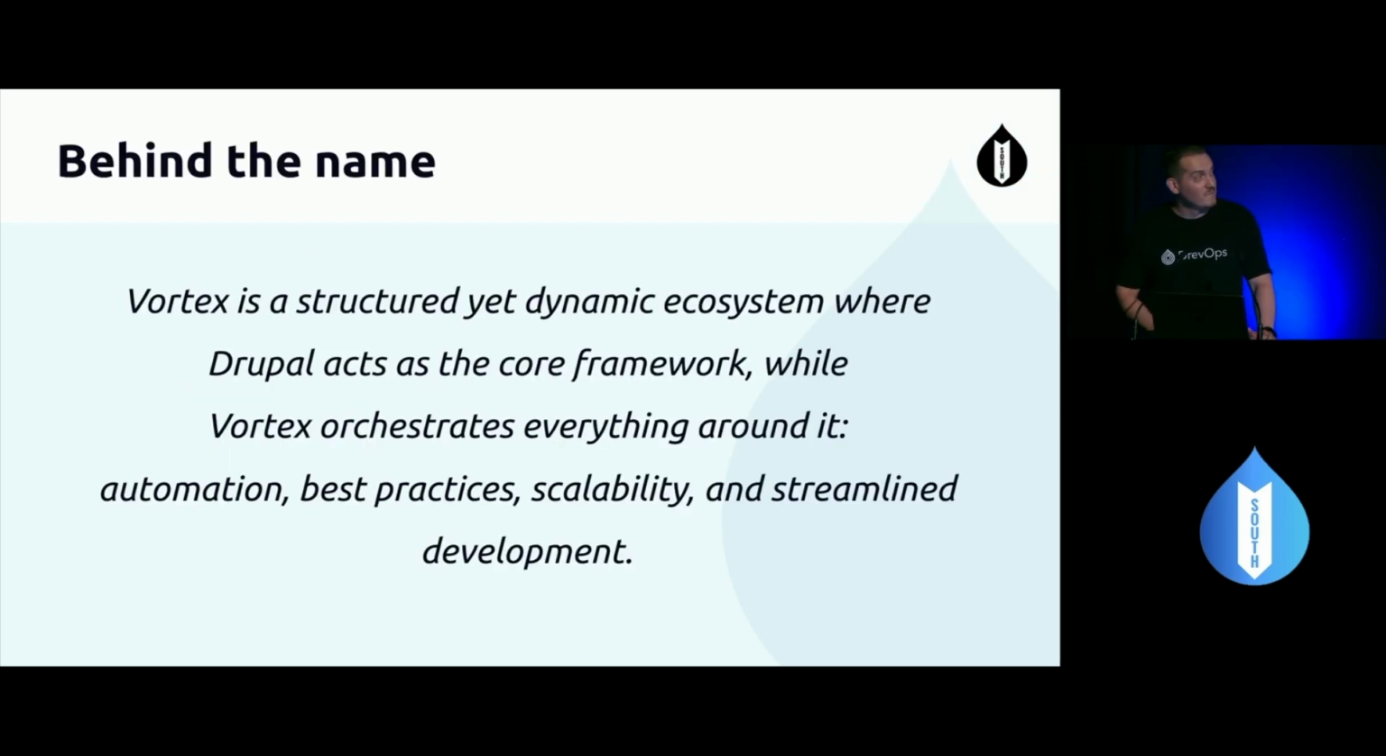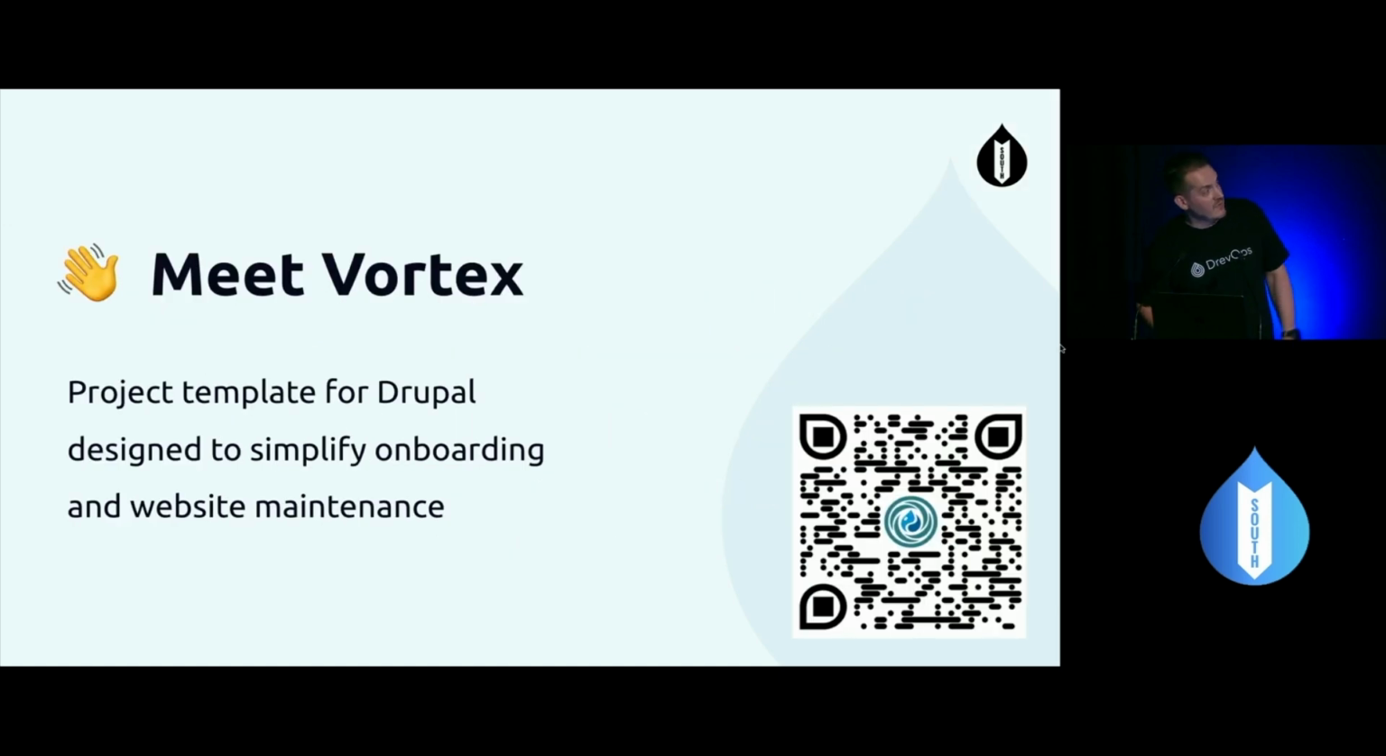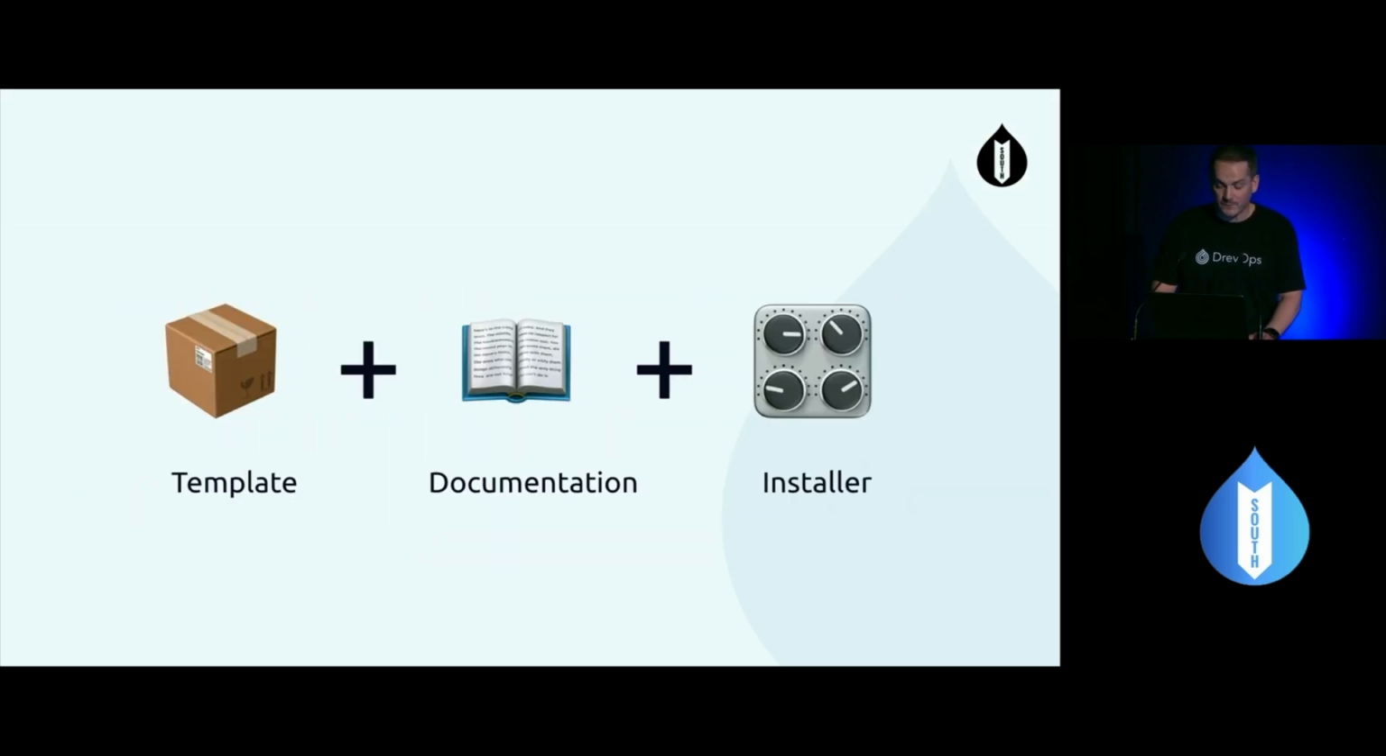The project has been around for about 8 years now, on and off, because it has been progressing with the technologies that have been available. The name Vortex came from something that is a structured yet dynamic ecosystem, as you can see written there, where Drupal acts as the core, and Vortex orchestrates everything around it. The logo describes that as well, so you can see Drupal at the core of it.